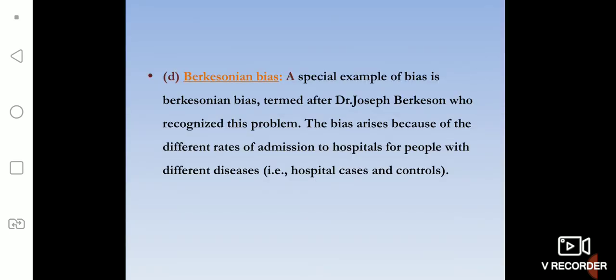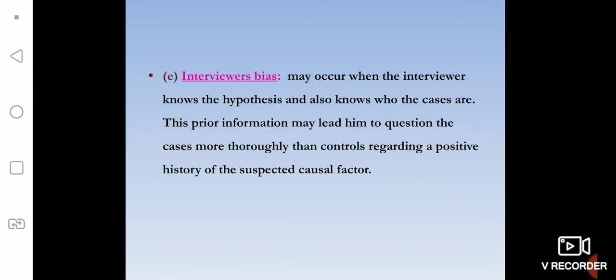Now coming to the Berksonian bias. This happens when you collect the samples from hospitals. A special example of bias is Berksonian bias, named after Dr. Joseph Berkson, who recognized this problem. This arises because of the different rates of admission to hospitals for people with different diseases. So this usually happens in hospital-based case control studies.